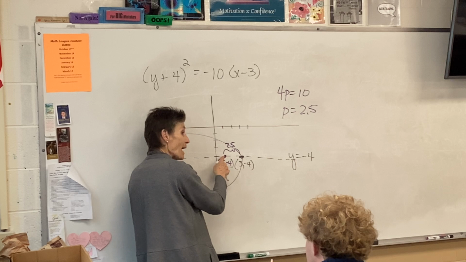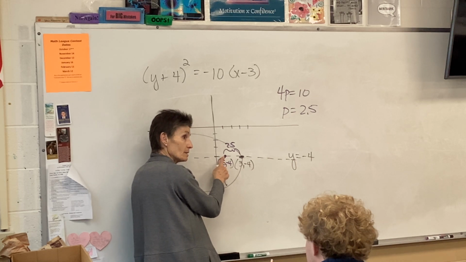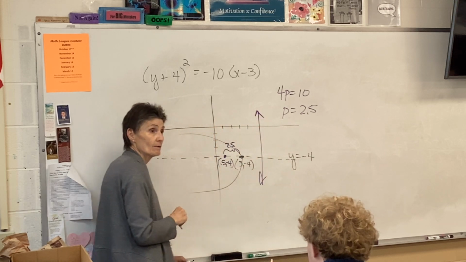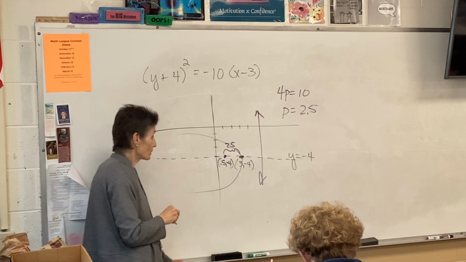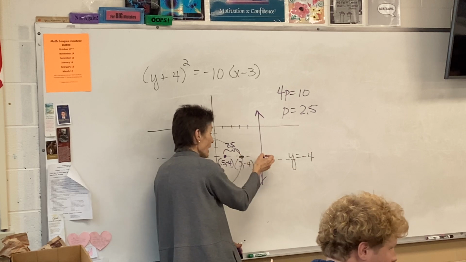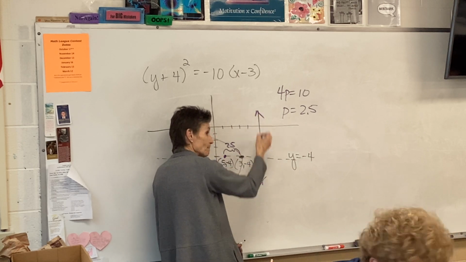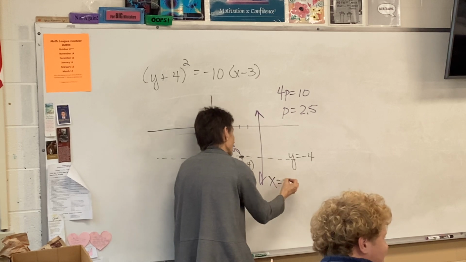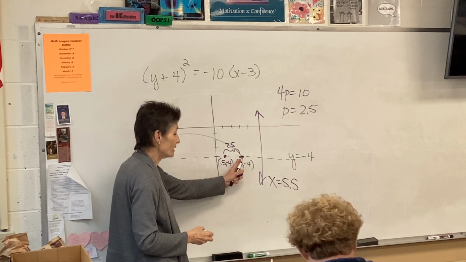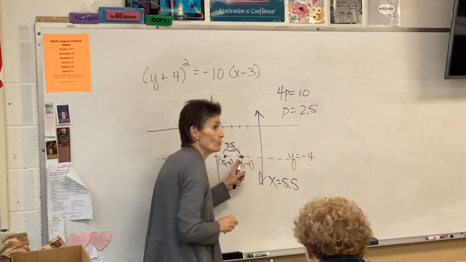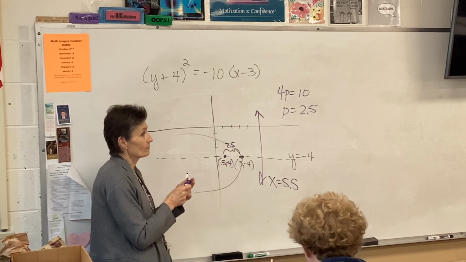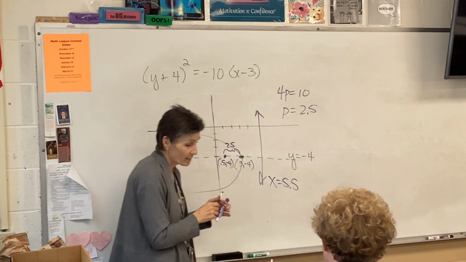Now, if you came back 2.5, then you'll go forward 2.5 for your directrix. So start right here, which is at 3, and go ahead 2.5. What's the equation of that line? X equals 5.5, very good. X equals 5.5. We started at 3 and counted forward 2.5. What's your focal width? 10. Positive 10.